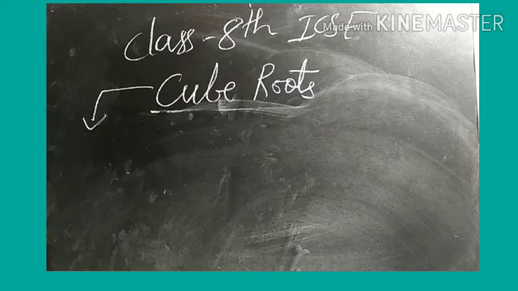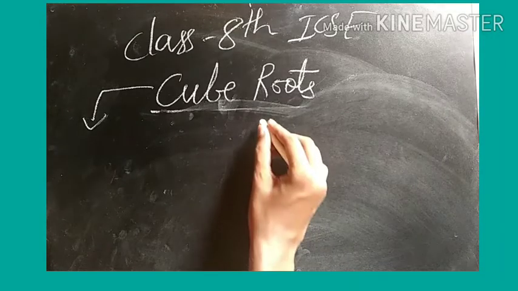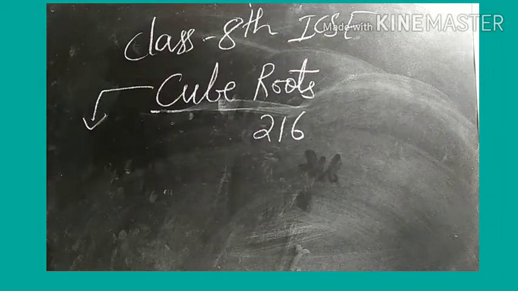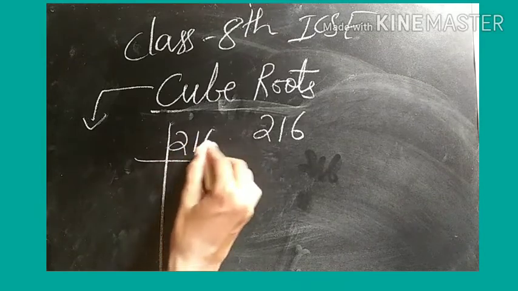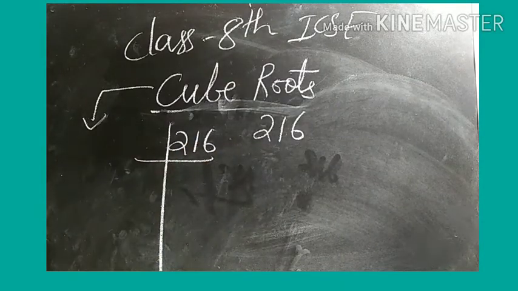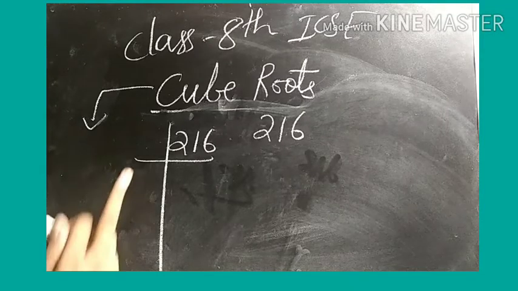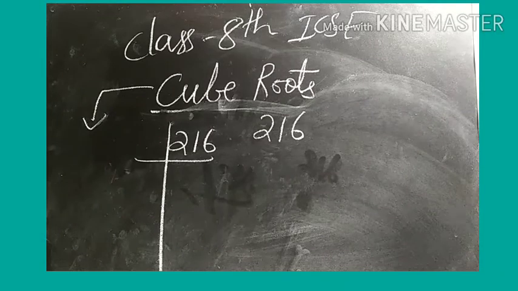I will try to explain with one more example, that is 216. Let us take the example of 216. In the same way, we find it by prime factorization. We have to find the smallest prime number which divides 216. Remember, 1 is not a prime number, so you cannot take 1 here. You always start from 2, because 2 is the smallest prime number.